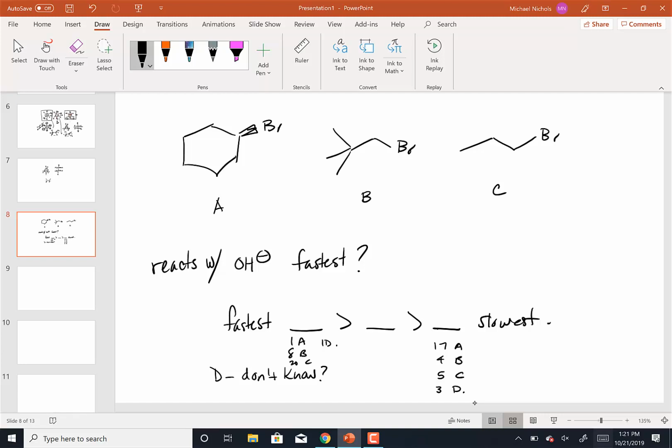Okay. So how do we rank alkyl halides in an SN2 reaction? How do we rank them according to their reactivity? What are we using to base this on? As you made your rankings, what was the criteria you were using? Give me an answer.